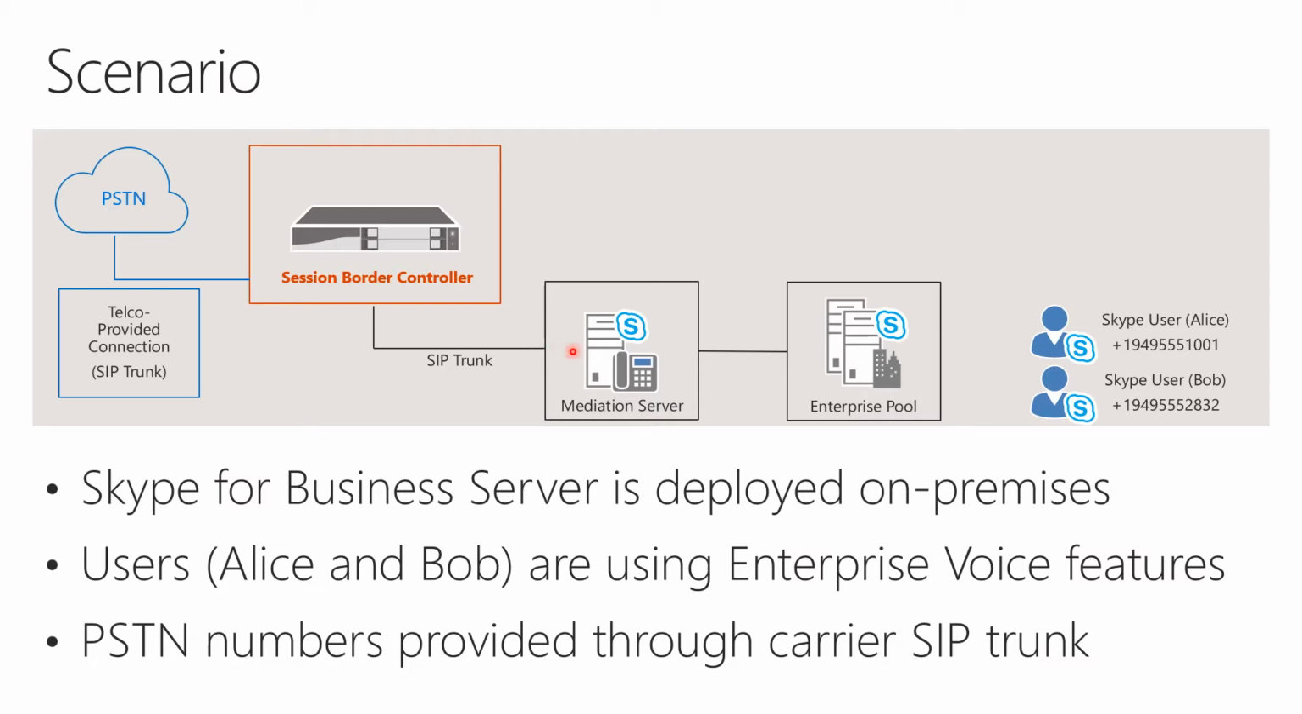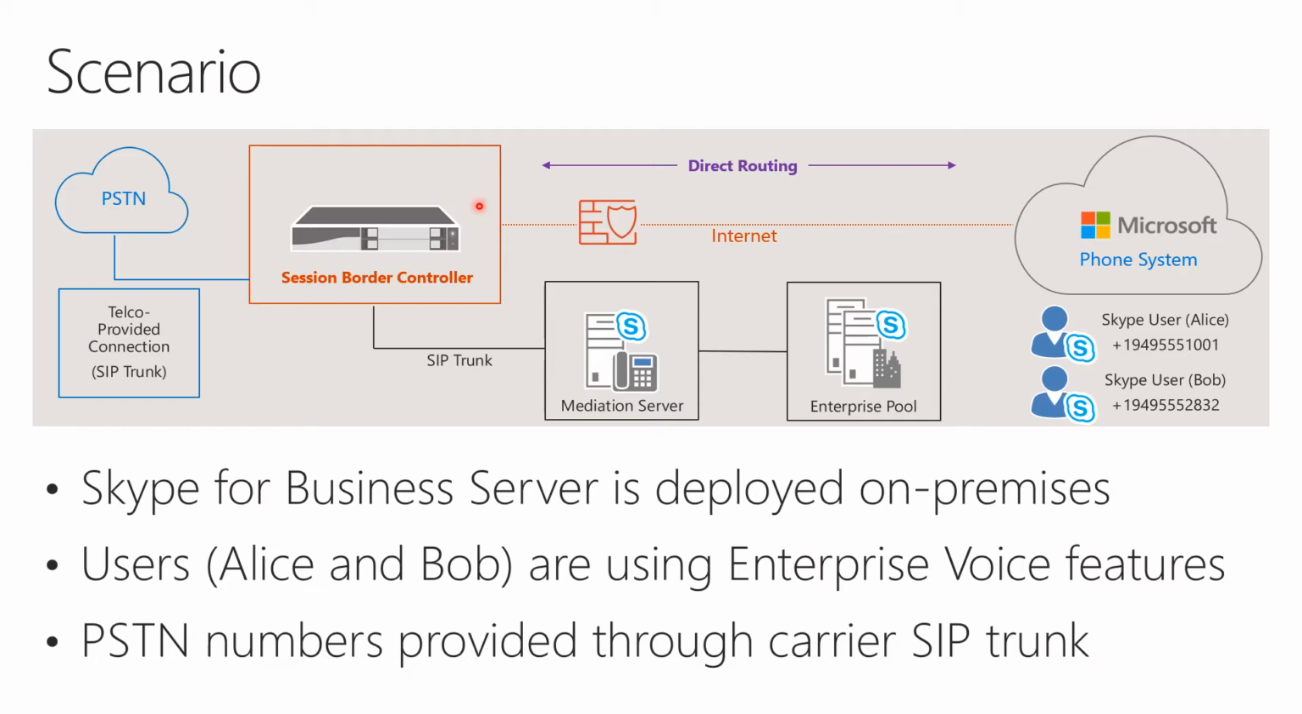So you see we've got our mediation server and we have our enterprise pool. And on the right, I have two users. I have Alice and I have Bob. And you can see respective phone numbers for Alice and Bob. The Skype for Business Server environment is deployed on premises, and these users, Alice and Bob, are using Enterprise Voice feature sets. These phone numbers that you see here and here are, of course, North American numbering plan phone numbers indicated by the +1, and they are actually provided by this telco SIP trunk.